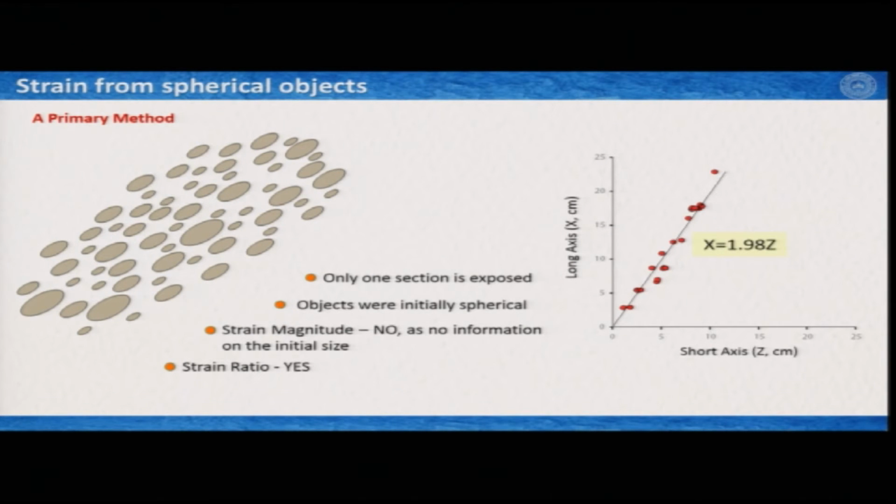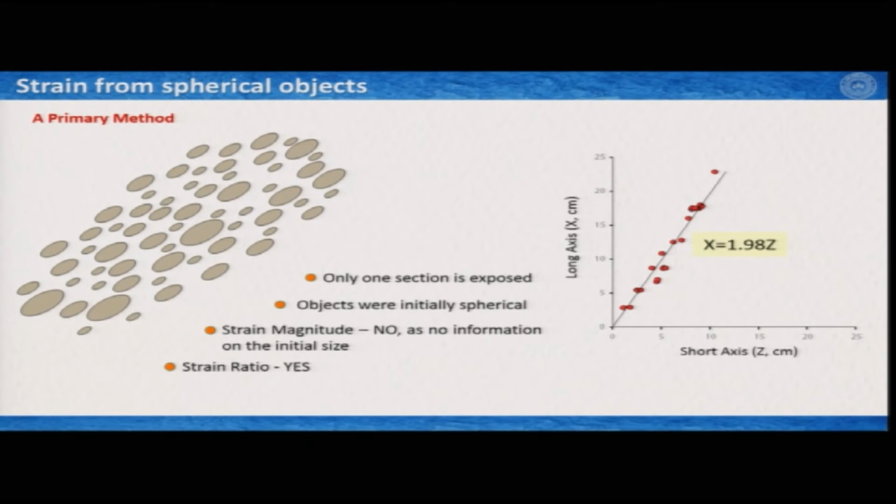Now, if I have some spherical objects which are exposed only in one surface, that means you do not see them on the other sides of this rock, then they can deform to form some ellipses. If you have these type of features in your field or in your rock or in your sample, then you can get a very basic or primary idea of the strain. It does not give you the strain magnitude, but it gives you the strain ratio.